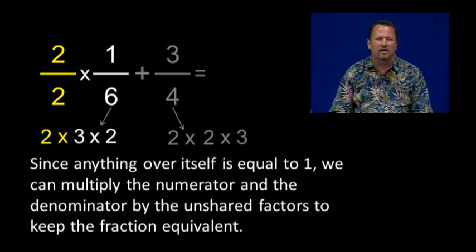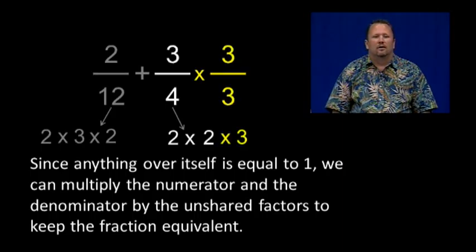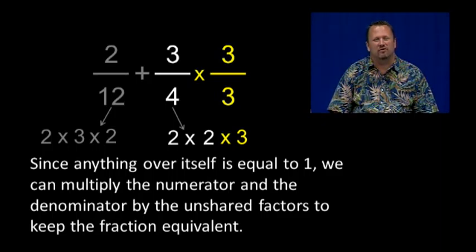2 over 2 is equal to 1. So 2 over 2 times 1/6 is equal to 2/12. 2/12 is the equivalent fraction of 1/6. So remember, anything over itself is equal to 1. We can multiply the numerator and the denominator by the unshared factors to keep the fraction equivalent.